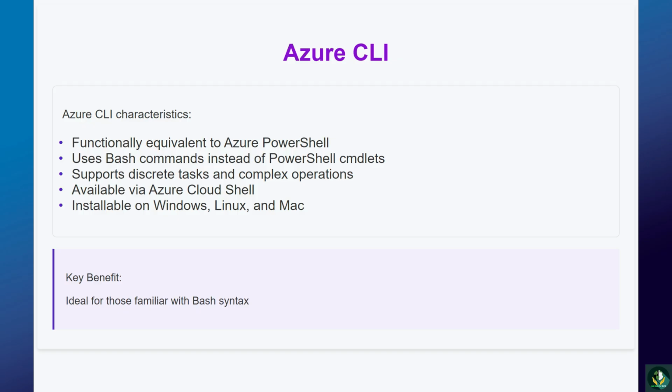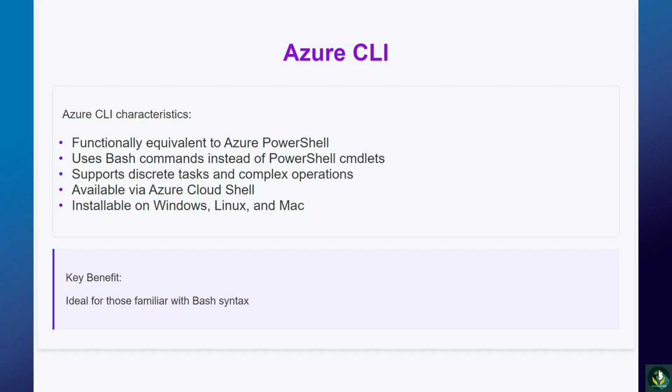Functionally, the Azure CLI is on par with Azure PowerShell. It allows users to perform the same range of tasks, from simple one-off commands to complex scripted operations. The primary difference lies in the syntax. While Azure PowerShell uses PowerShell CMDlets, the Azure CLI uses Bash-style commands. This makes it an ideal choice for users who are more comfortable with Bash scripting or who work primarily in Linux environments. Like Azure PowerShell, the Azure CLI excels at handling both discrete tasks and orchestrating complex operations.